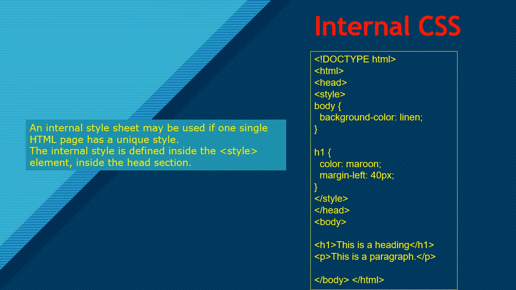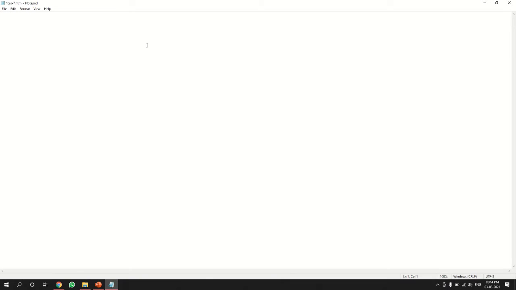If in case one single HTML page has a unique style, in that case an internal style sheet is being used. The internal style is defined inside the style element inside the head section. Let us now talk about the second way to insert cascading style sheets in our HTML file. An internal style sheet may be used if one HTML page has a unique style. The internal style is defined inside the style element that will be inside the head section.